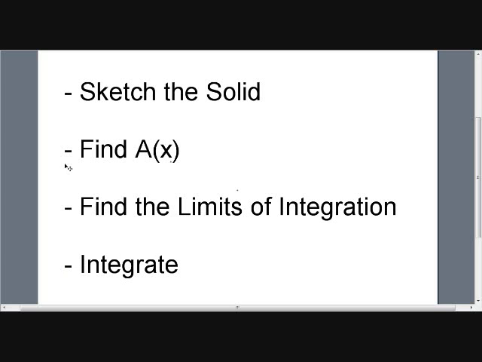Let's do an example. The region between the graph of f of x equals 2 plus x cosine x and the x-axis over the interval -2 to 2 is revolved about the x-axis to generate a solid. Find the volume of the solid. The first step is to draw the graph of f of x. The next step is to revolve it about the x-axis, which just means to reflect the graph.